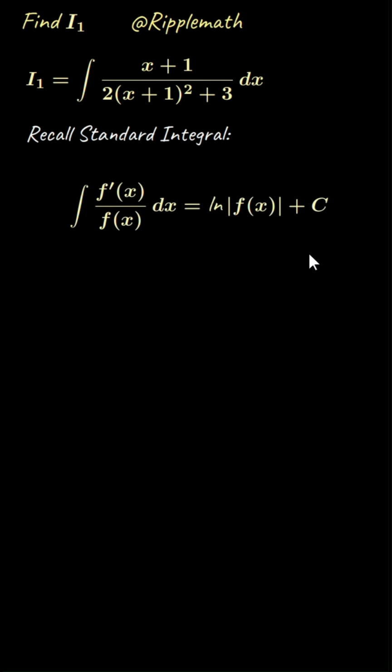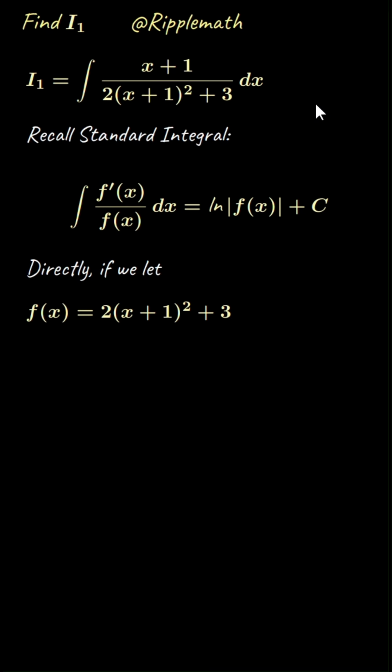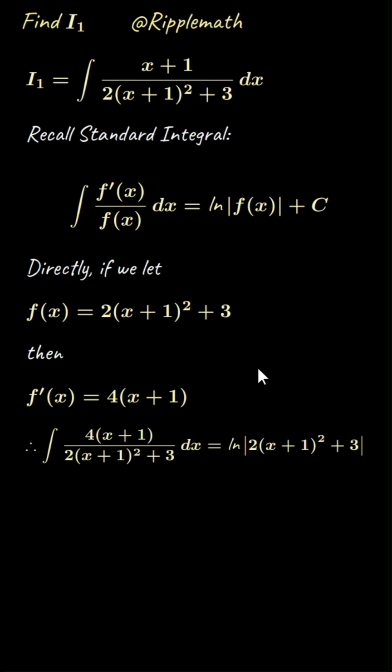I1, the rule is the integral of f dash over f equals the log of the absolute value of f of x plus a constant. I'm a bit loose with my constants here, so if you don't see one further down, don't worry, it's still there somewhere. So firstly, f of x is the bottom bit. Then you find f dash. So the 2 comes down the front, you minus 1, so you get 4 bracket x plus 1.